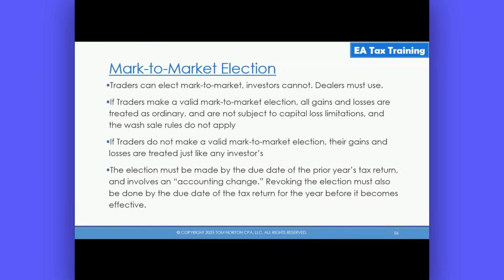Also, if they make the mark to market election, the wash sale rules do not apply to them. So they don't have to worry about buying and selling the same security within 30 days. Those rules do not apply to them.